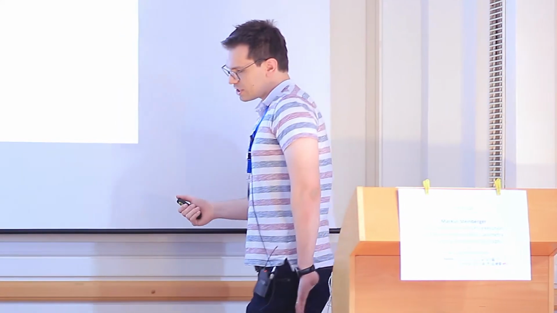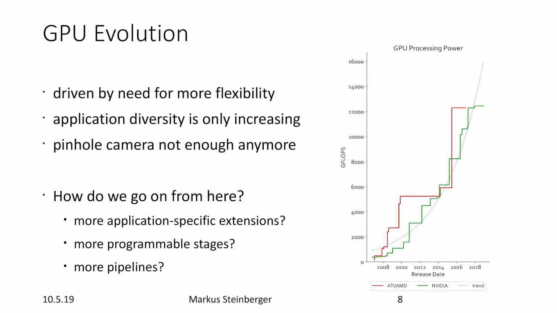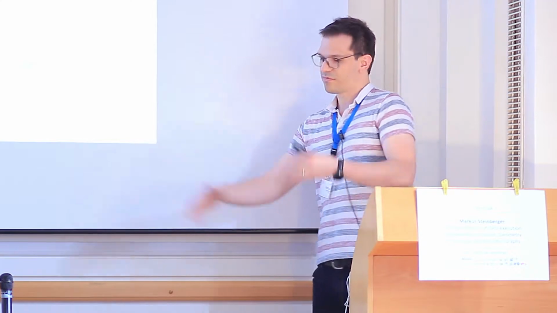So that's just about graphics. But we also know that the GPU is used for more things by now. Why is this interesting? Because actually GPUs have loads of performance by now. This is mostly driven by the need for more flexibility. Applications are getting more and more diverse. And we also know by now that the simple pinhole camera is simply not enough. If you think about VR, AR, we are doing loads of screen space effects and so on and so forth. So actually the projection itself is probably the simplest and the smallest thing that we are doing.